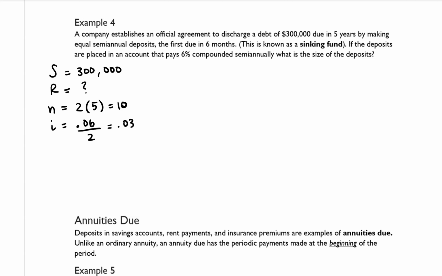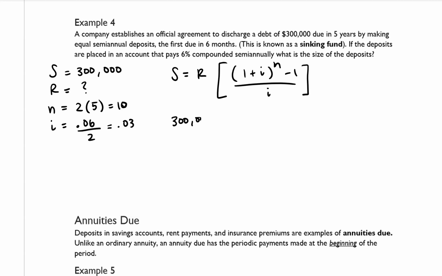And now we should have everything to be able to plug into our formula. So let's remind ourselves the future value of an ordinary annuity is equal to the regular payments times 1 plus our interest rate i to the power of n, which is the number of terms, minus 1 divided by i. So we know the S value is 300,000. We don't know what R is, and then we can fill in 1.03 to the 10th power minus 1 over 0.03.